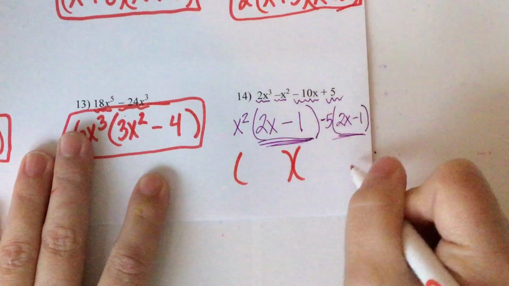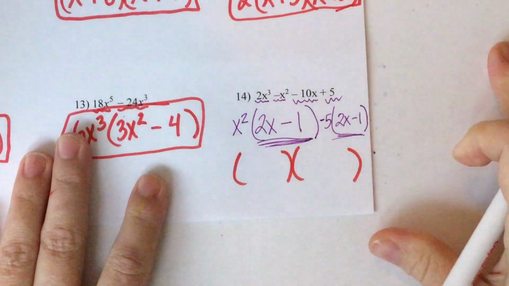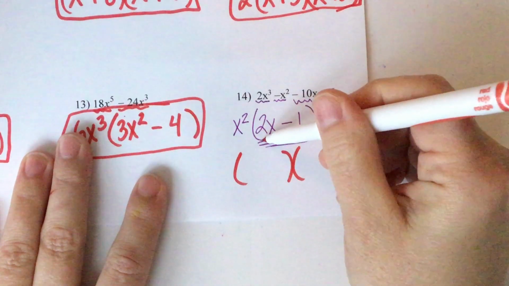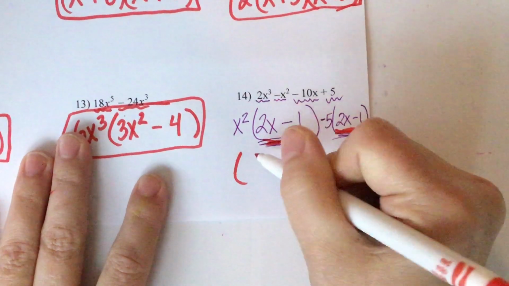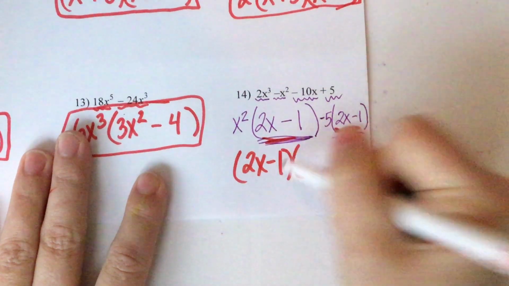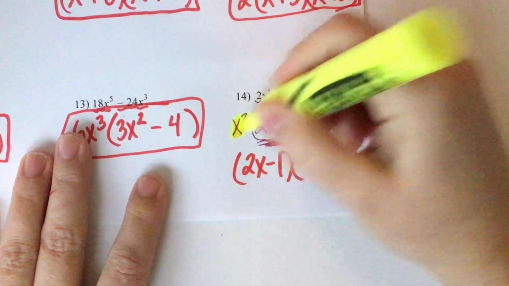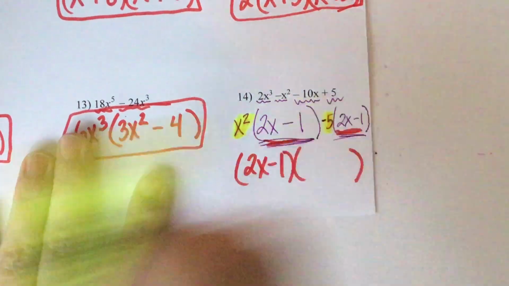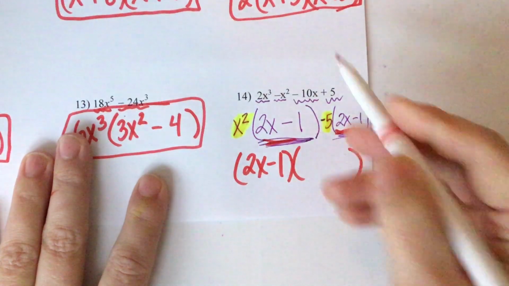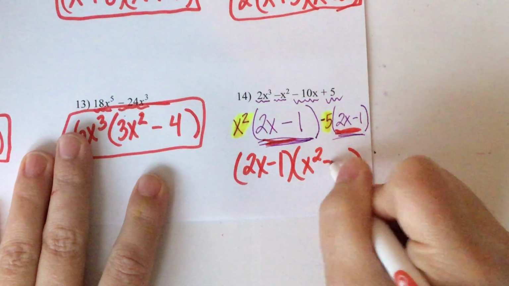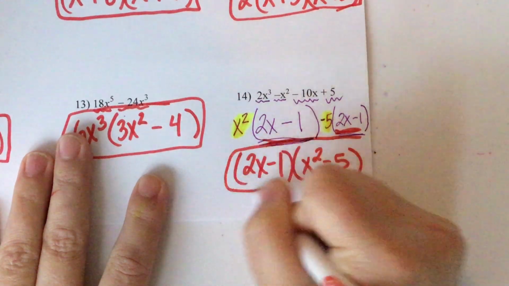All right, so I get to build my two sets of parentheses. What's going to go in one of them? 2x minus 1. Whatever you put here and here, you write one more time. And whatever's left over, which is the guy in the front and the guy in the middle, goes here. So x squared minus 5. And that's my answer, and I'm done.